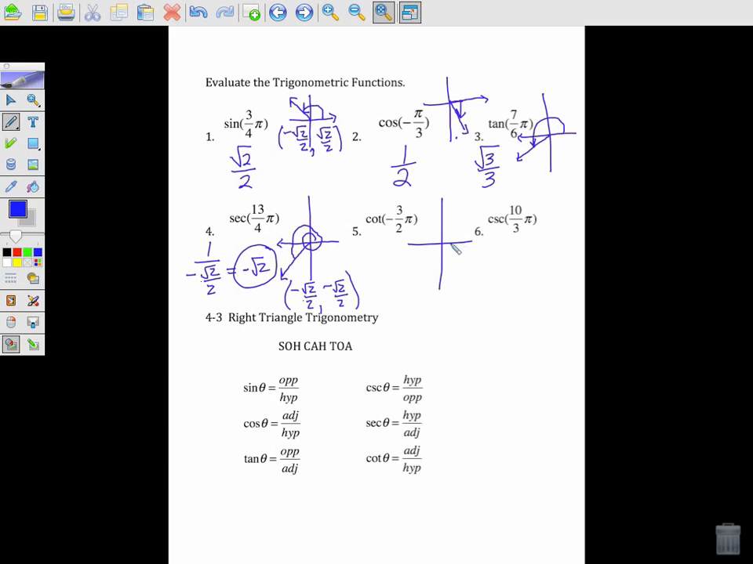Cotangent of -3/2 pi. Here's -3/2 pi going clockwise all the way around to the top. The ordered pair is 0, 1. So cotangent would be x divided by y. My x divided by my y is 0.